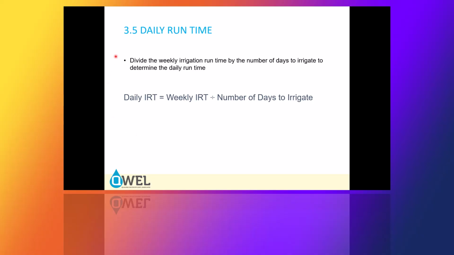Daily runtime. So to get the daily runtime, we're going to divide the weekly irrigation runtime by the number of days to irrigate to determine the daily runtime. And that's all in the formula. Daily runtime equals weekly irrigation runtime divided by the number of days to irrigate.